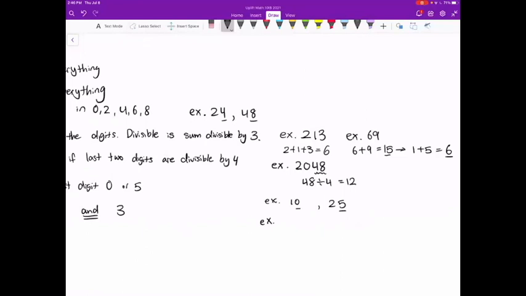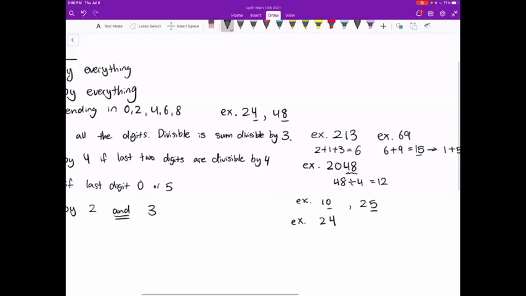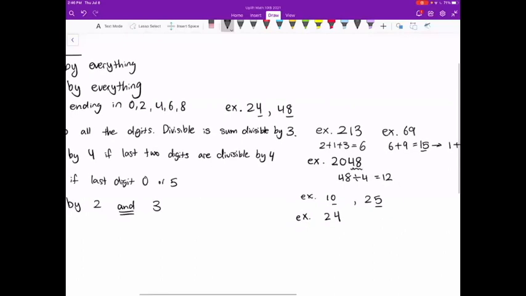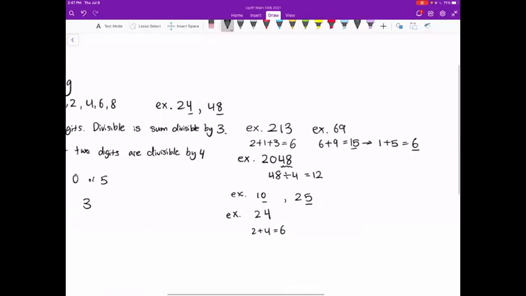Sure. So as an example, we have 24. We first check if it's divisible by 2. It is divisible by 2 because the last digit is a 4, so it satisfies divisibility by 2. Next, we check if it's divisible by 3. So we will add the digits together to see that we get 6. Since 6 is divisible by 3, 24 is also divisible by 3. Thus, since 24 is divisible by 2 and 3, 24 is also divisible by 6.